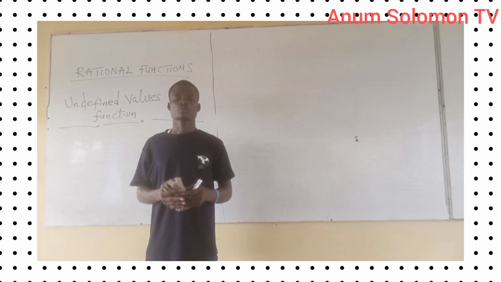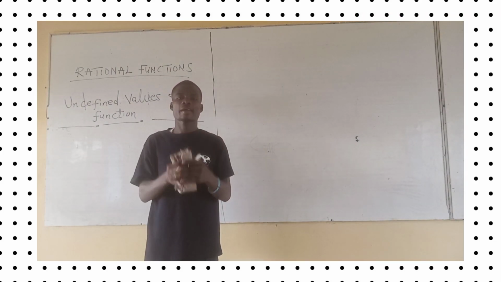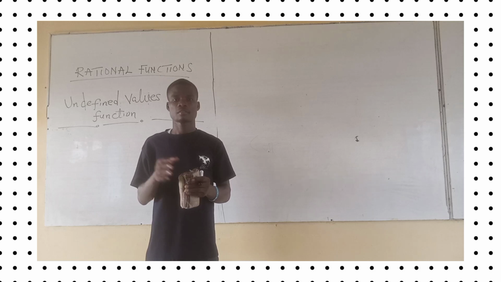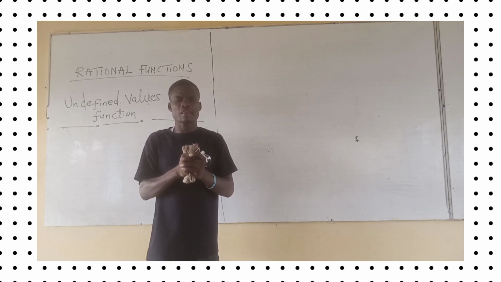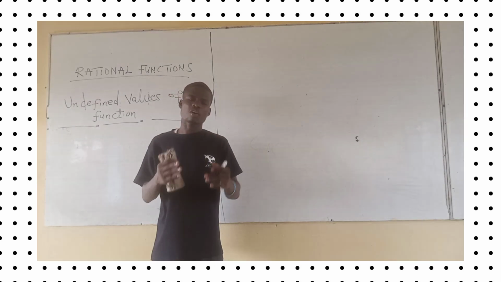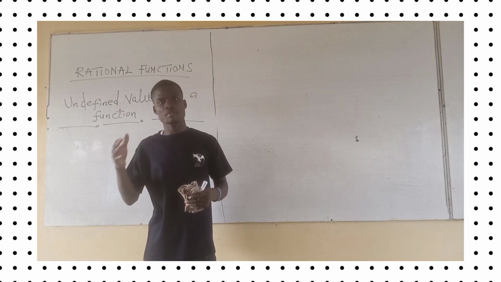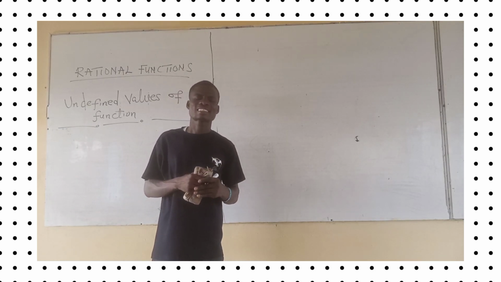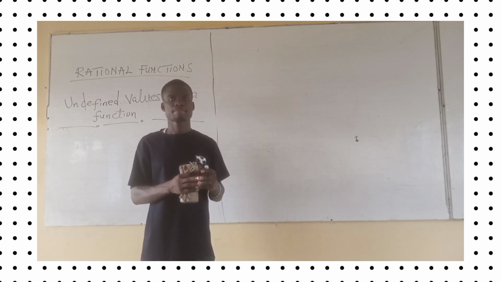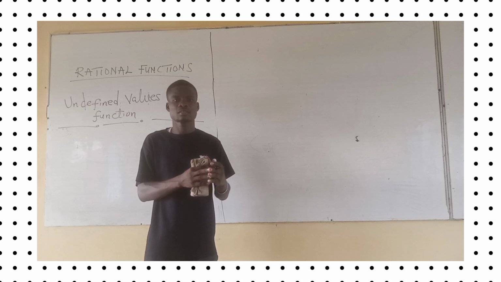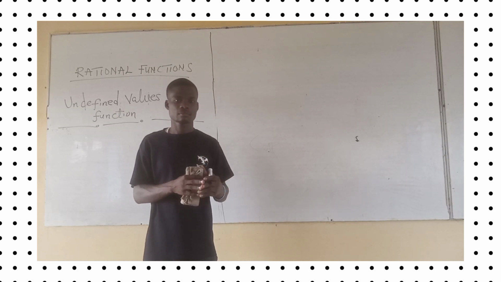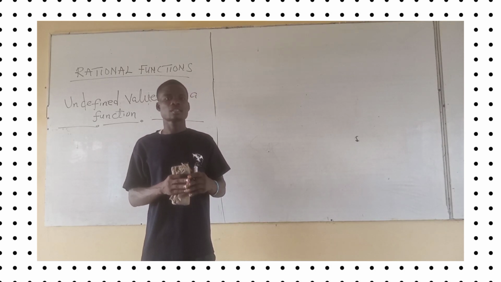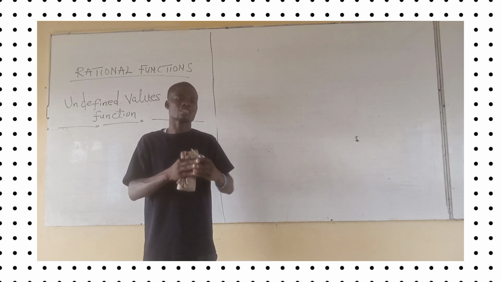Of this lesson, you should be able to find the undefined values of a given rational function. And when we say undefined values of a given rational function, undefined values simply means a set of values that will make the whole function not exist, or that will make the function undefined. To be undefined means that it does not exist.